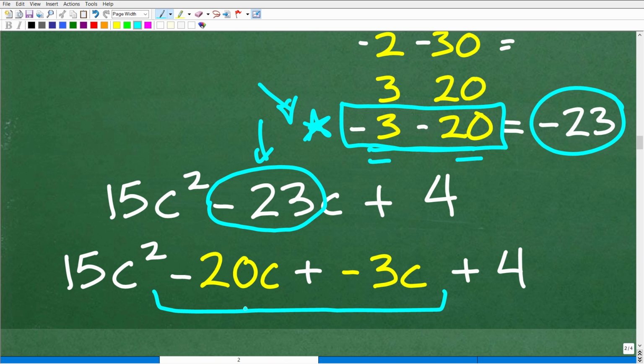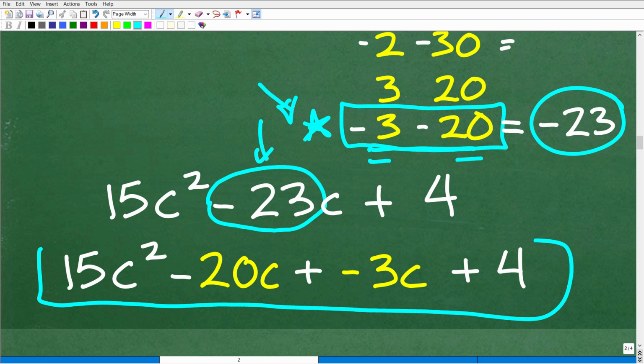I want to break up that middle term this way. Now you could put the 3c here and the 20c here, negative 3c there and the negative 20c here. Order doesn't make a difference. The final answer will come out. Some of you might be saying, why don't you put the 3 and the 20? You certainly can, so don't get too caught up on that.